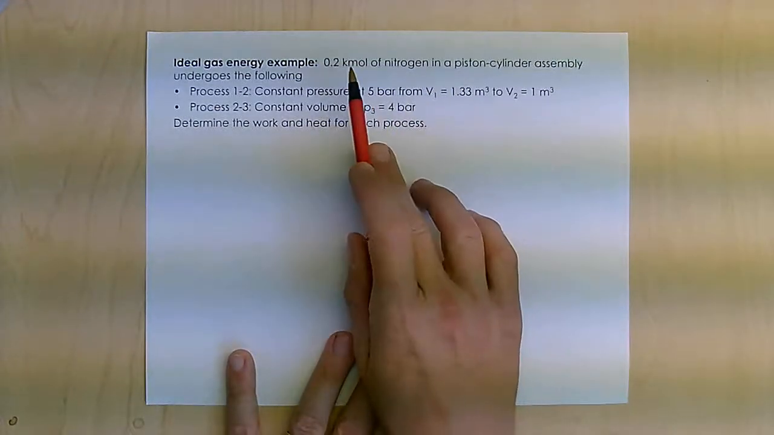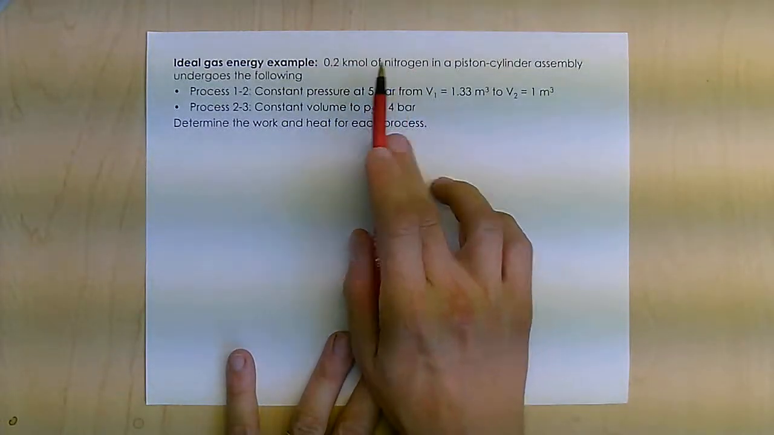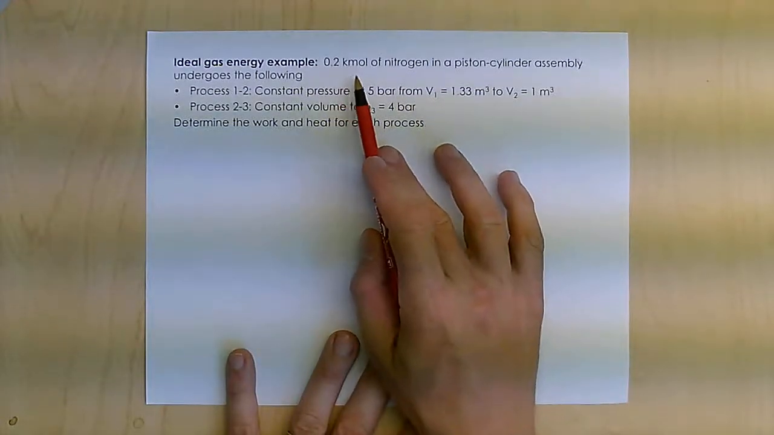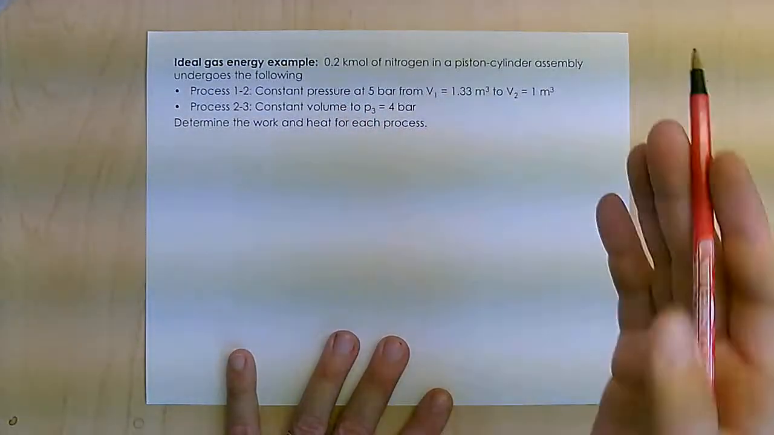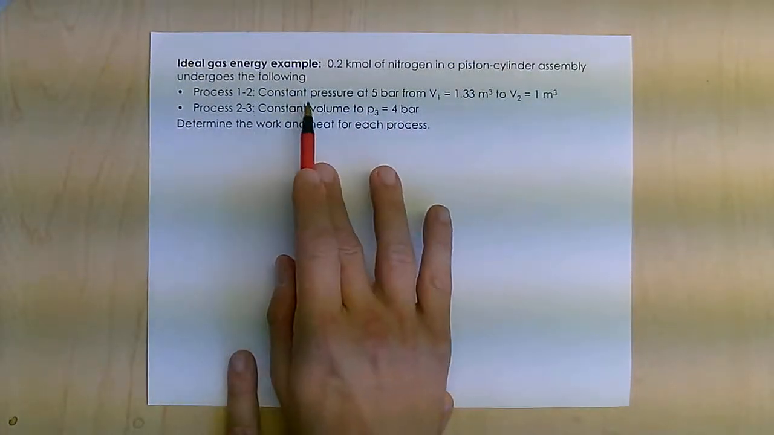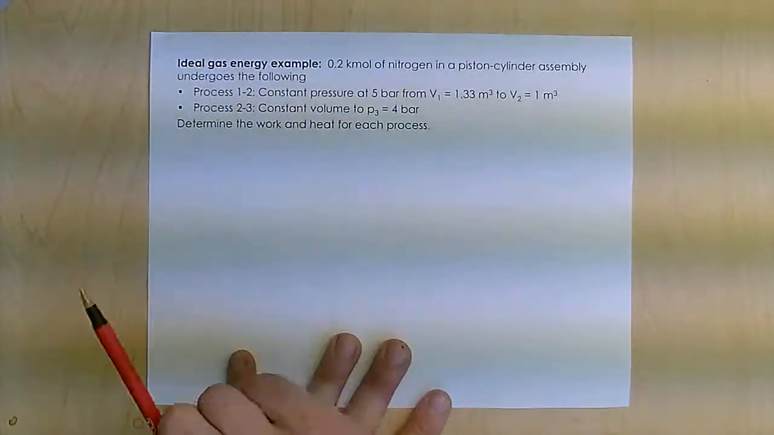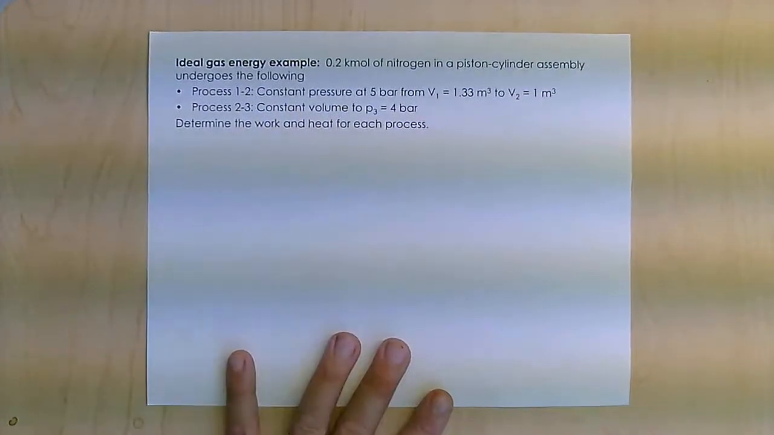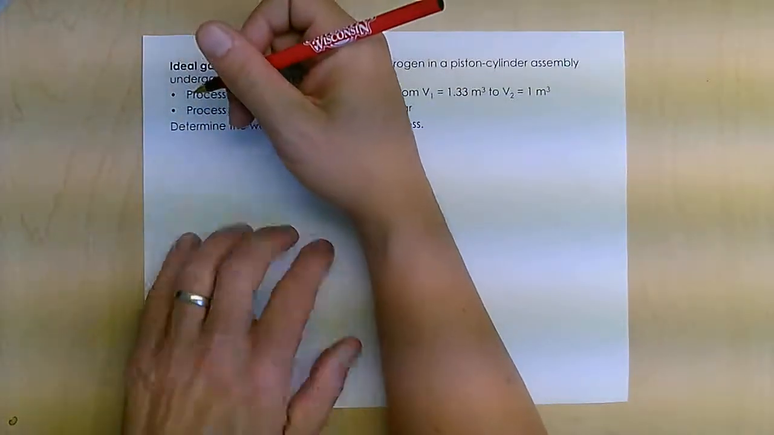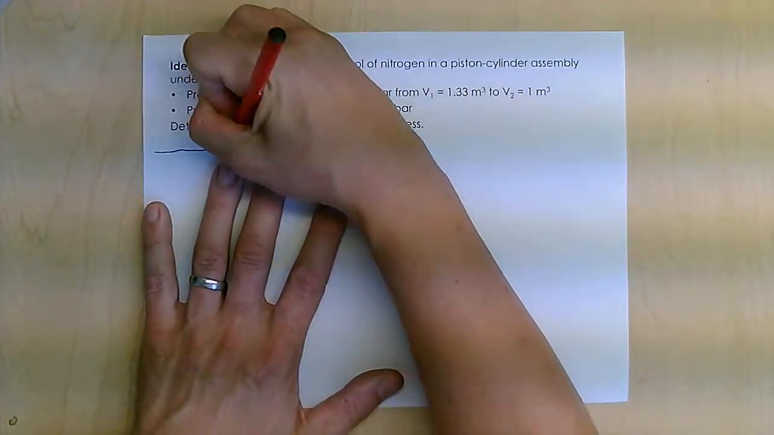Okay, in this problem, I've got 0.2 kilomole of nitrogen, so it gives me the number of molecules I have. And this is in a piston cylinder, and it goes through two processes. One's constant pressure, one's constant volume. Okay, so we want to find the work and the heat for the process.